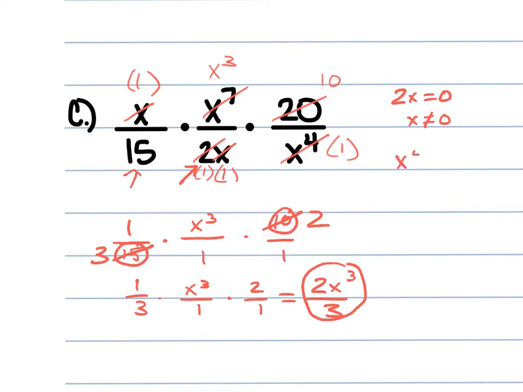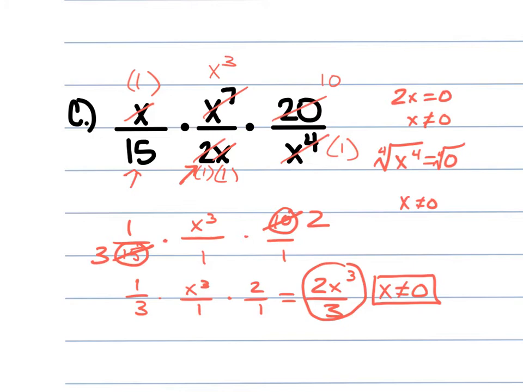For the third term, x to the 4th equals 0. What times itself 4 times will give me 0? 0. So x cannot equal 0. Again, it's just x cannot equal 0. That's the only one we came up with. x cannot equal 0. That's the only thing x is not allowed to equal.